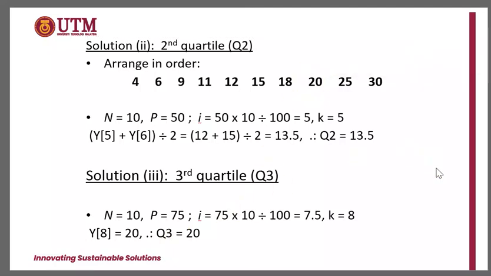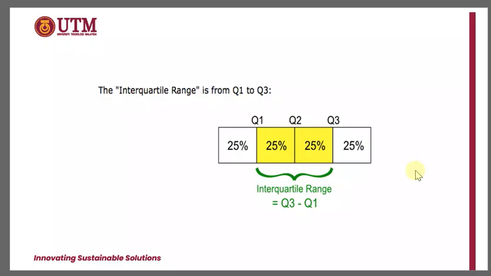Always the data set will be like that. We have four quarters here: the first one, second one, third one, and last one. So Q1 will be between these two, 25%. Q2 is in the middle of the rectangle that you have. Q3 will be here. So we have the interquartile range here, which is equal to Q3 minus Q1. Always Q3 minus Q1.